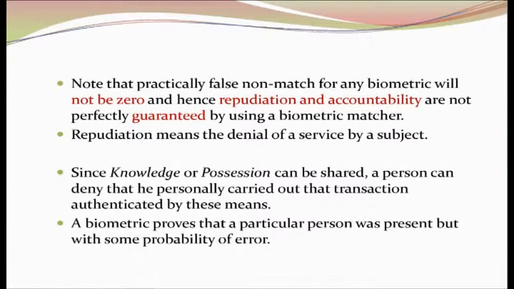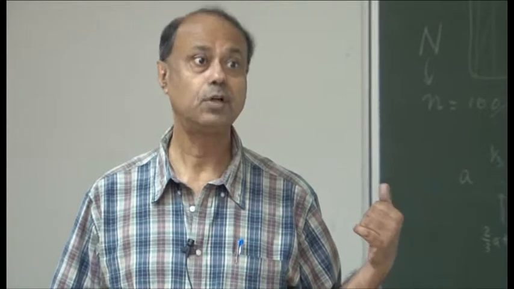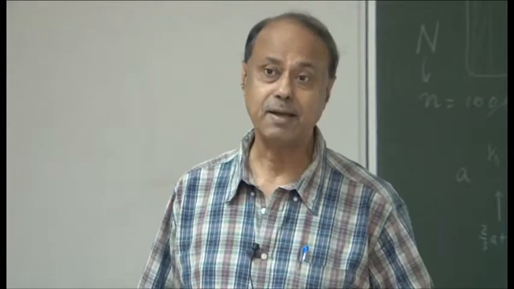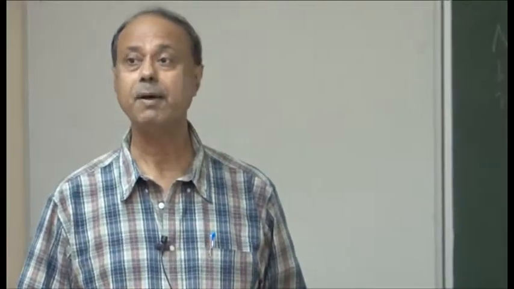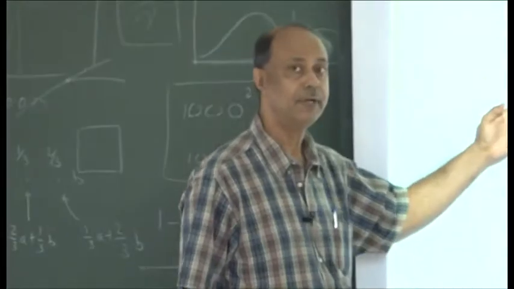If it is not 0, then I am facing two more problems. One is reputation, another one is accountability. That means I will be denying some genuine person to use the system, because the non-match rate is not 0. That means there will be some genuine people for whom I will tell no, it is not matched, and he will be unhappy. So, a genuine person will not be allowed to use the system, right.